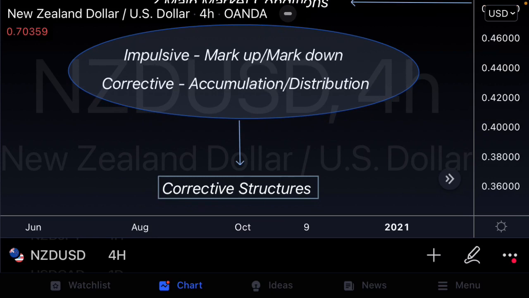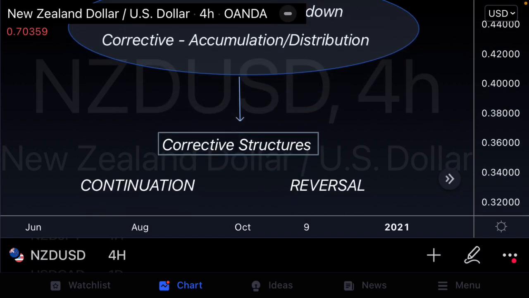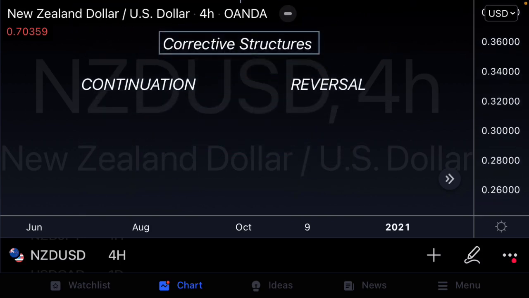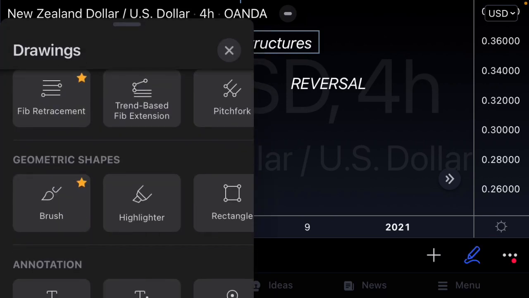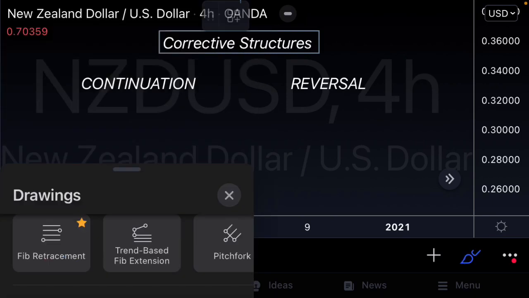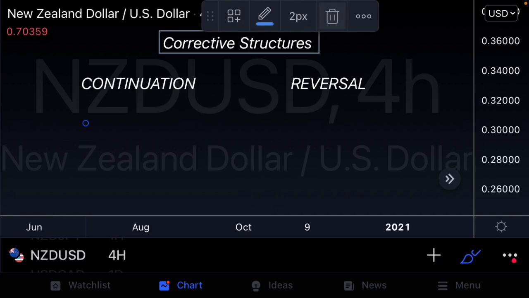So now that we understand that our eyes are focused on looking at and identifying these corrective structures, there are only two types of corrective structures for us to be looking at. There are only, guys, continuation structures and reversal structures. Now let's get into the meat of why we say that these structures are the ultimate indicators when it comes to trading our chart structures. So guys, looking at the continuation structure.